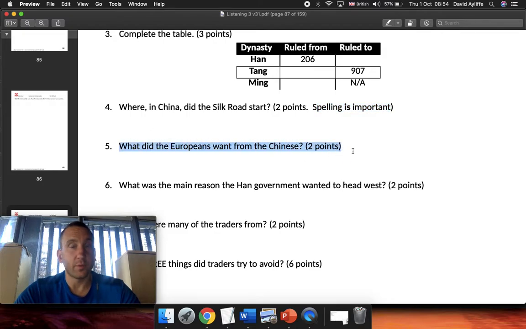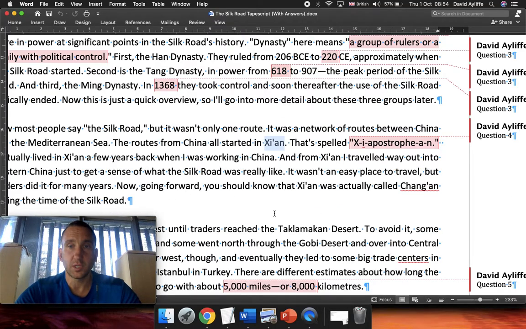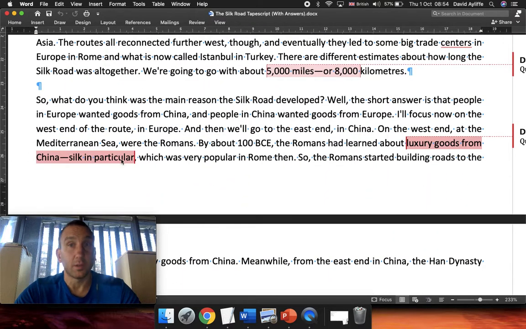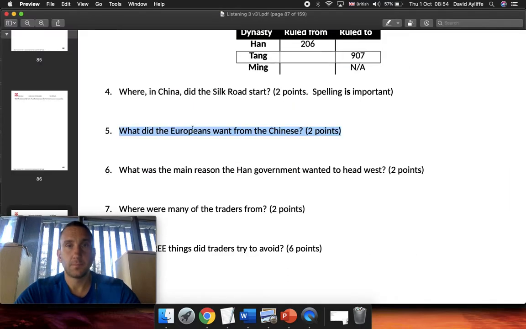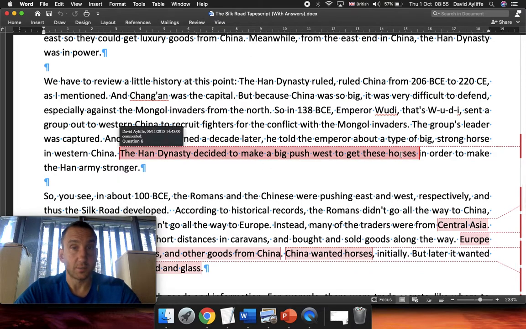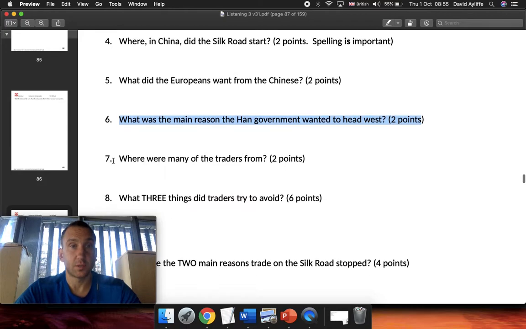What did the Europeans want from the Chinese? I think we've learned that in the skills focus. I think they wanted luxury goods. Yes, they wanted luxury goods from China, silk in particular. What was the main reason the Han government wanted to head west? Well, they also wanted something, yeah? They wanted horses. So the Chinese wanted horses.